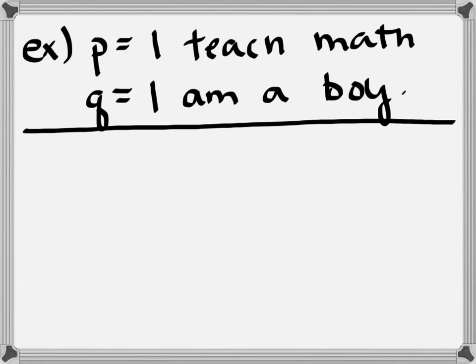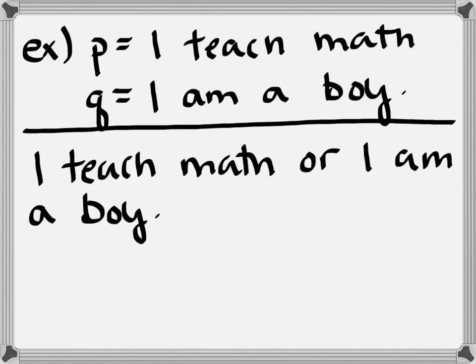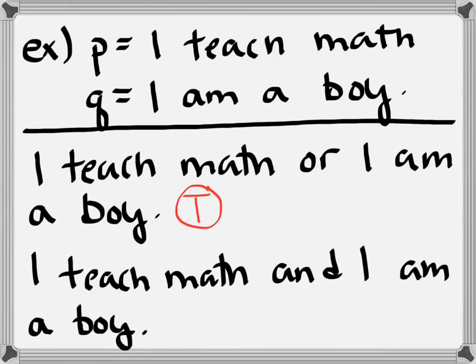Alright, let's do another problem. We're going to have P be "I teach math," and Q, "I am a boy." What we're going to do is evaluate the truth of this compound sentence. "I teach math" is a true statement, but "I am a boy" is a false statement. Overall, if I were to say "I teach math" or "I am a boy," this is a true statement because "I teach math" is true.